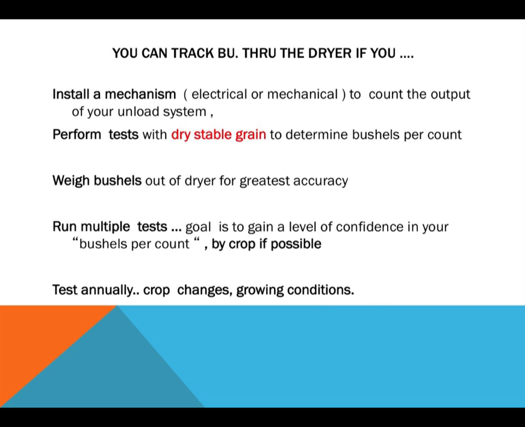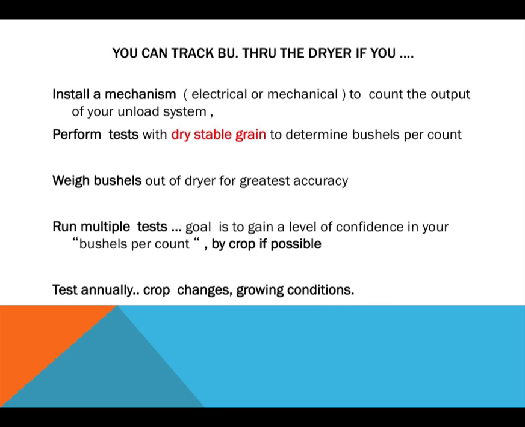You'd run those tests multiple times so that you get to the point where you had a comfort level to say it's actually 1.1 bushels per count, or it's 5 bushels. And every dryer is different. Every dryer is different. They have different unload systems. So you have to look at the unload system in particular.